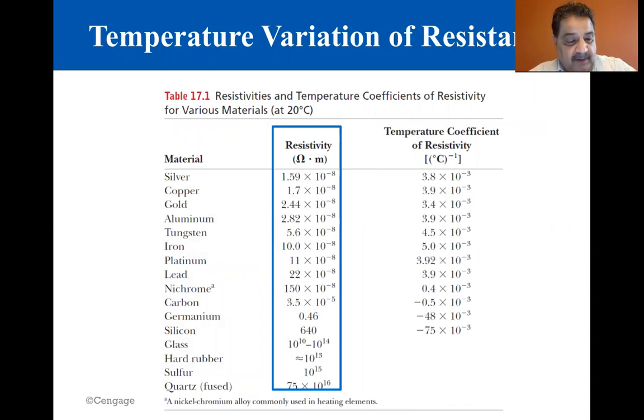Now, they don't have it highlighted. The table gives the temperature coefficients for various materials. The interesting negative values for alpha for semiconductors arise because these materials possess weakly bound charge carriers that become free to move and contribute to the current as the temperature rises.